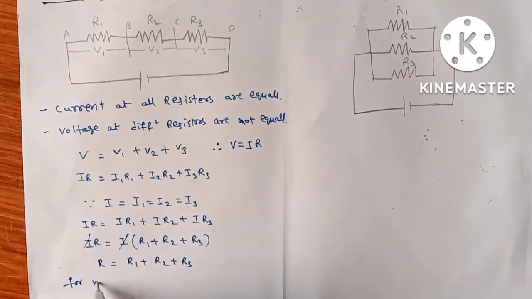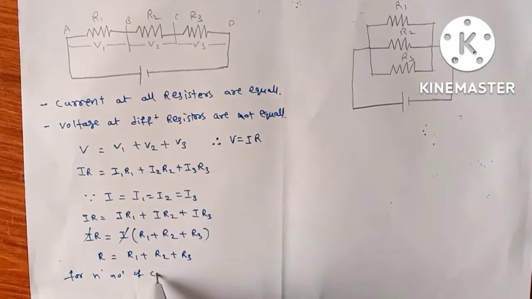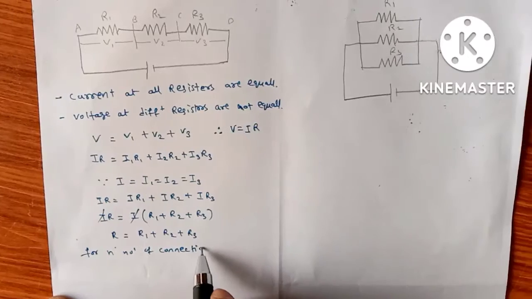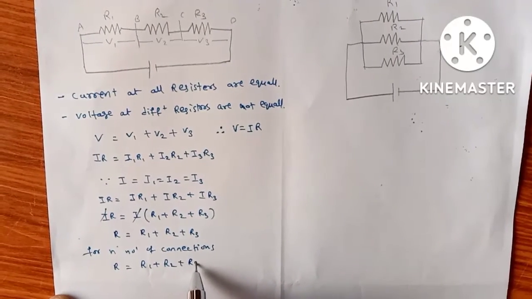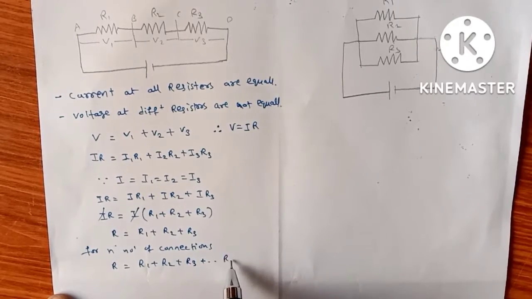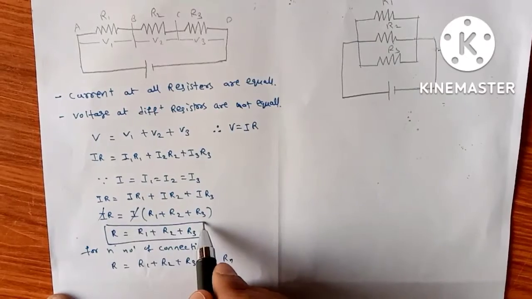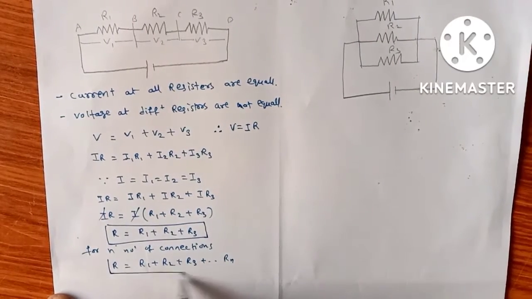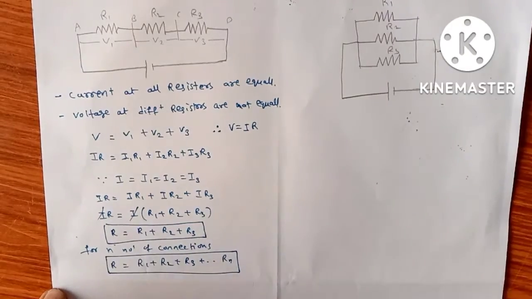For n number of connections, R equals R1 plus R2 plus R3 and so on up to Rn. So if we connect resistors in series, then this formula is required.